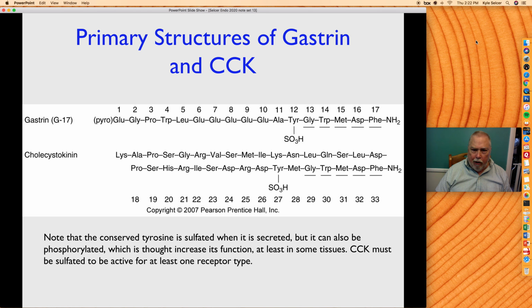But notice the tyrosine that's right upstream of the 5 conserved amino acids that are there, Gly, Trp, Met, Asp, Phe, is sulfated. That sulfate group is important for cholecystokinin function. Notice that its conserved tyrosine is moved over by 1 amino acid from the 5 conserved ones. In gastrin, that sulfate group may be replaced by a phosphate group, and that seems to bind the receptor better. In cholecystokinin, that sulfate group seems to be important for function. Okay.